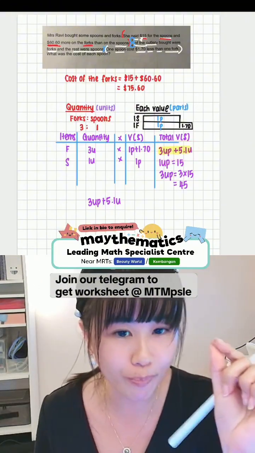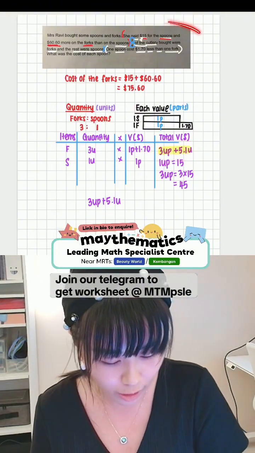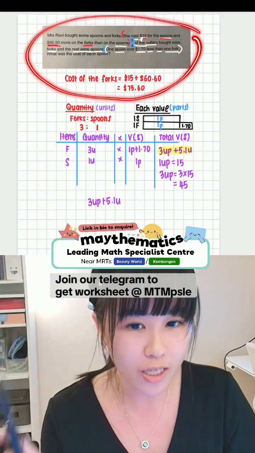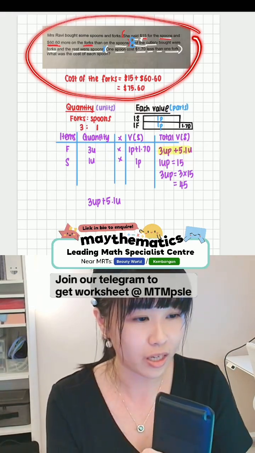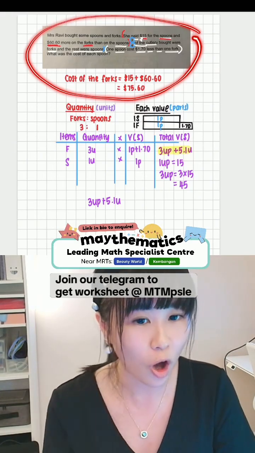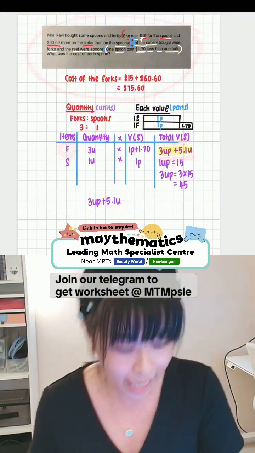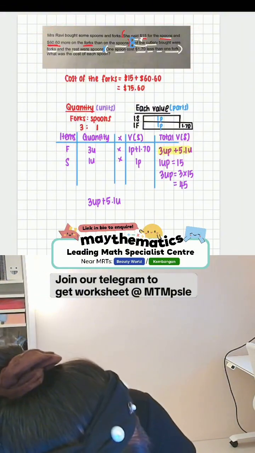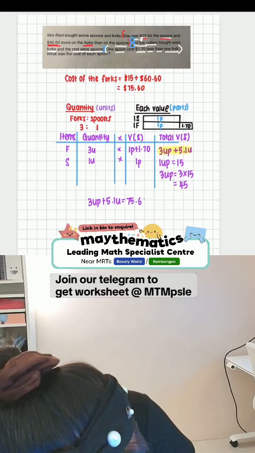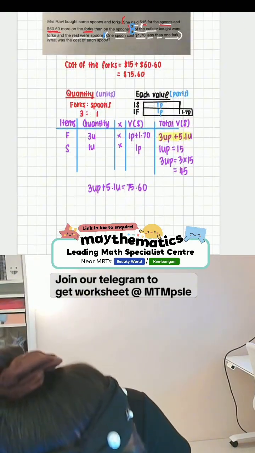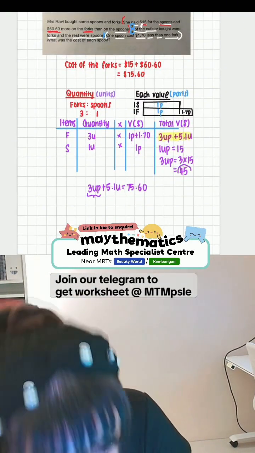And the total value of all your forks, what is the number, everybody? Look at the question. What is the cost of all the forks, everybody? What's the cost of all the forks according to the question? This should be your total value of all your forks, right? This one. So yes, 75.6. So you write 75.60, okay? Then what happened? You already know 3 UP just now. You found out it is 45, right?